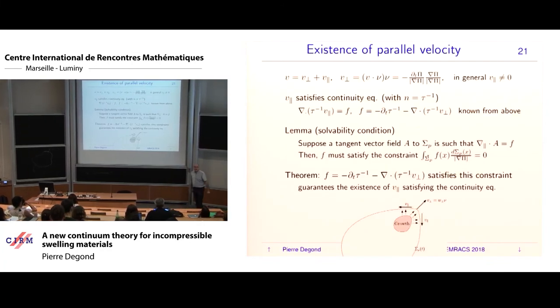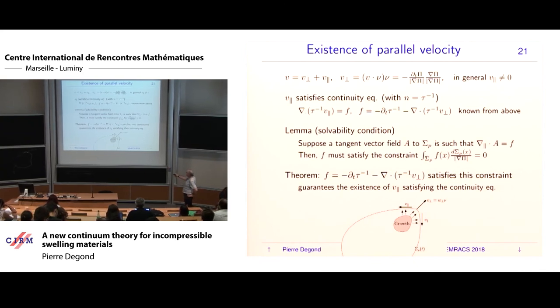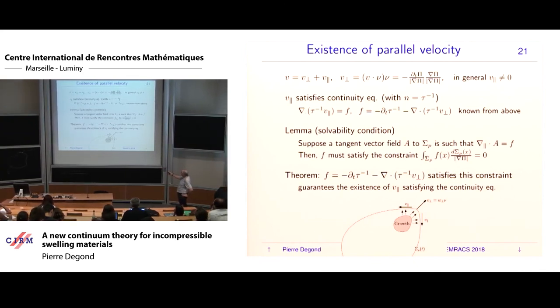Okay, so this is how I'm going to determine the parallel velocity. I'm going to decompose the velocity that I'm looking for into the parallel and the perpendicular velocity. The perpendicular velocity, I know it already. It's given in terms of the function pi, which itself depends on the density, on the solution. And so now, I still have in mind that I want the velocity to satisfy the continuity equation. So if I rewrite the continuity equation, knowing that the density is known and is equal to 2 minus 1, it is going to give you this.